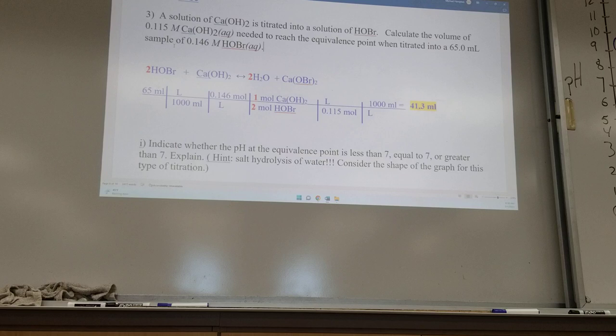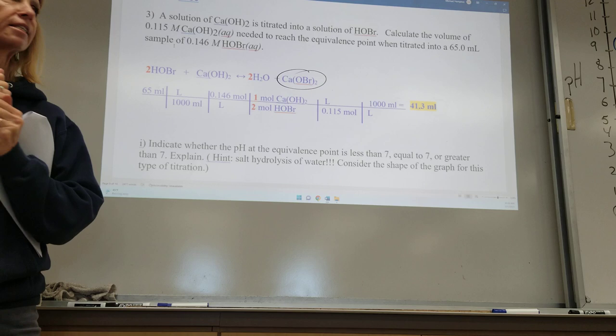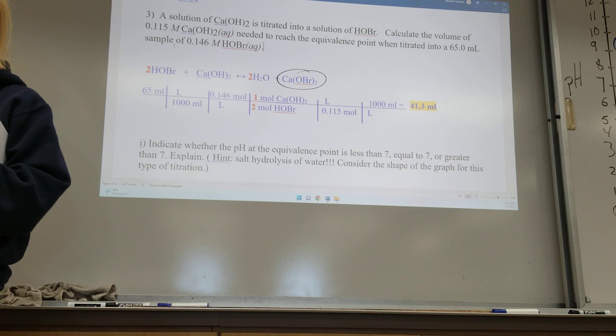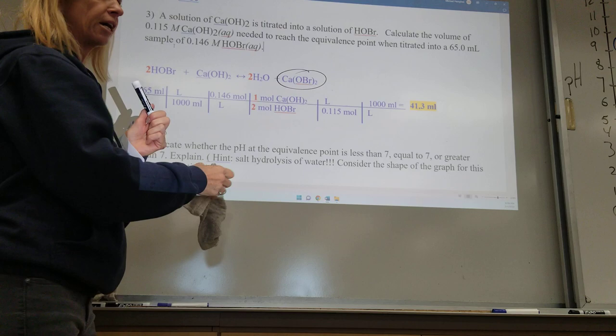Okay, got it. Good. Now, indicate whether the pH of the equivalence point is basic, acidic, or neutral. Is this salt basic, acidic, or neutral? Basic. Write the reaction. Give me a reaction that justifies the fact that that salt is basic. Write that reaction, and then we'll talk about it. Okay, by the way, calcium's a spectator. No one would dare write calcium in there, right?